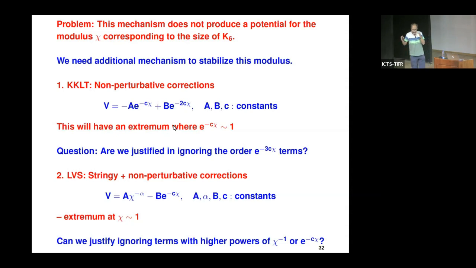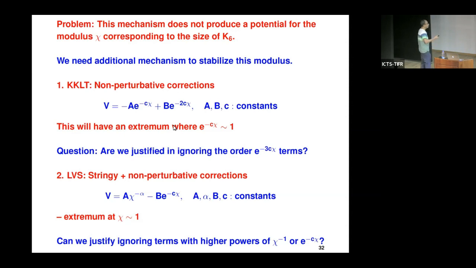This can be studied, but there is a problem with this mechanism: it does not produce a potential for one particular modulus, the one that corresponds to the size of K6. The other moduli are fixed, including the coupling constant. The shape of K6 is fixed, the coupling constant is fixed, but the size is not fixed. So we need an additional mechanism to stabilize the size modulus.